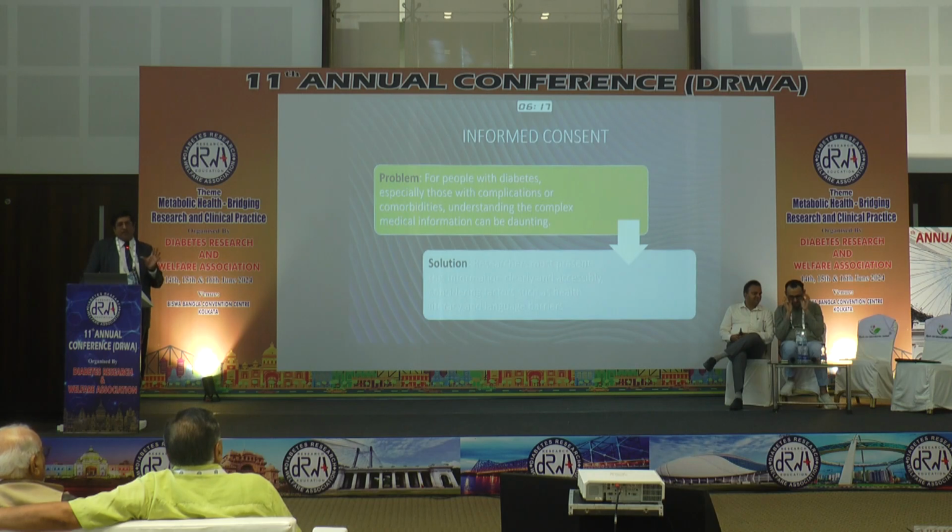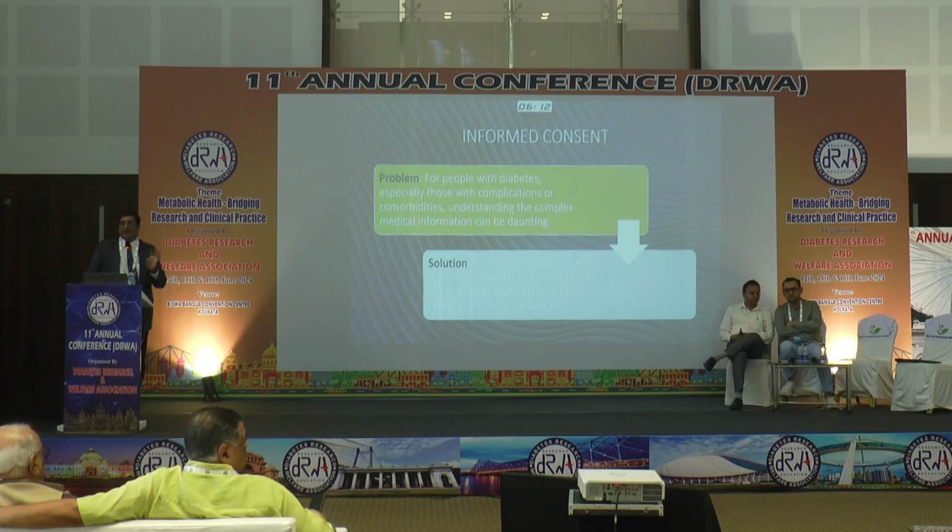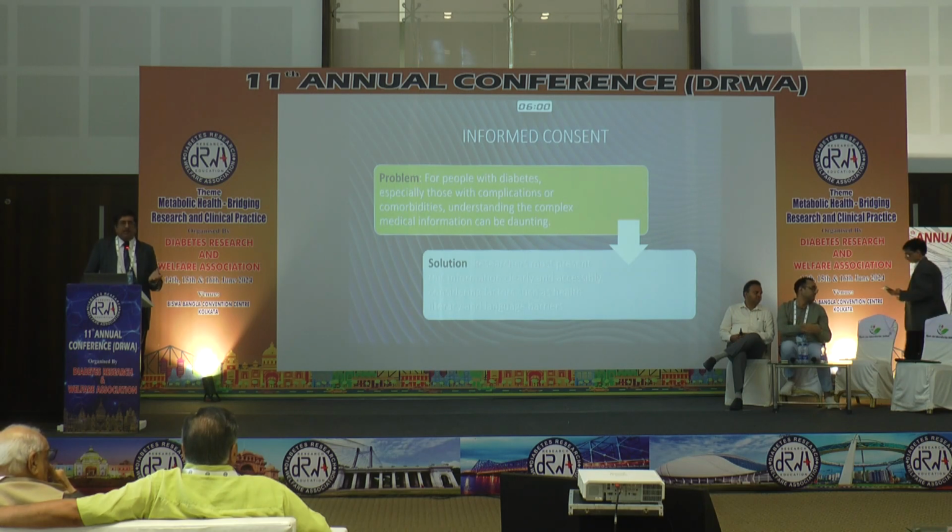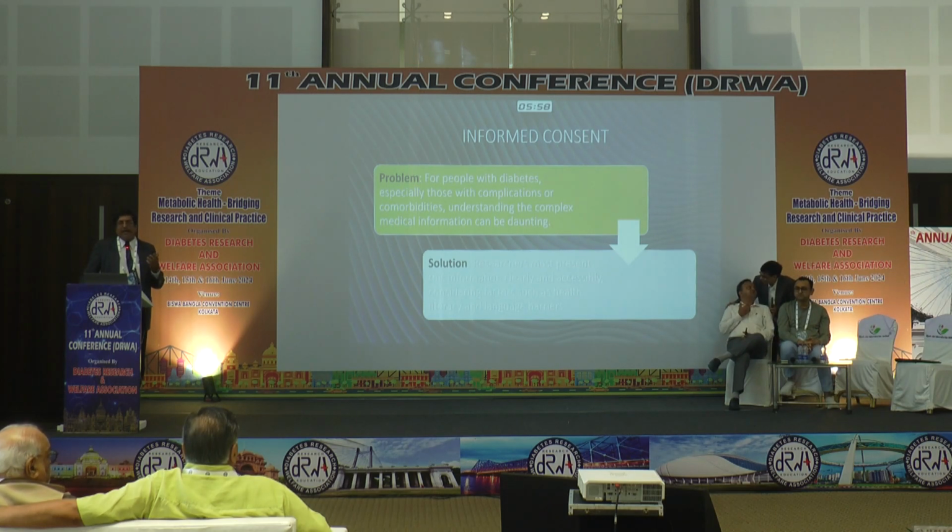So in diabetes, especially when you focus on ethical dilemmas in diabetes, people who have comorbidities, people who have complications of diabetes, understanding the medical information can be daunting. This we can see in our own practice. When I talk to my patients about sugar control, I go beyond and discuss with them cardiac control. I talk to them about kidney control, eye control. They don't understand. They come with a set idea: my sugars have to be normal. They say my fasting, PP and HbA1c are normal. Why are you wasting my time? Why are you writing telmisartan? Why are you giving me MRSA? Why are you giving me liraglutide, which is such a costly thing?